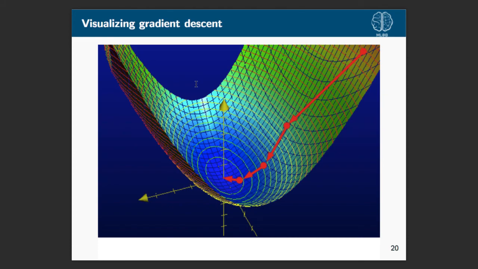And what you know is that when you get to a minimum, the derivative at that point is 0. So your slope is 0. As you get closer and closer to the minimum, your gradient becomes smaller and smaller. That means the steps you take become smaller and smaller. And eventually you converge to the minimum right here. Does this visualization make sense?